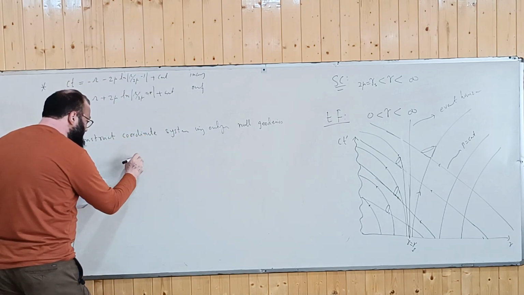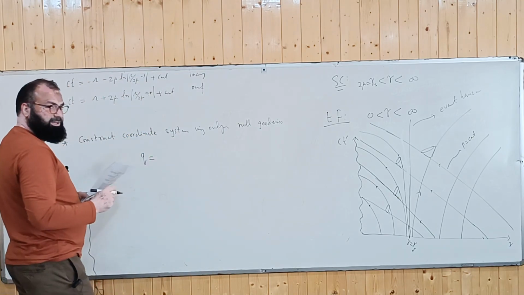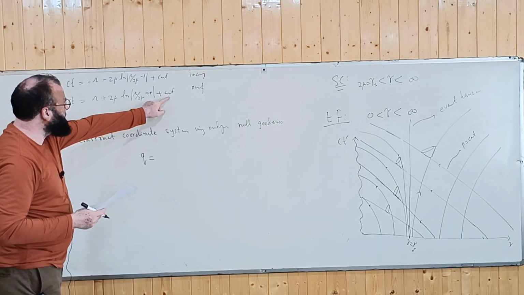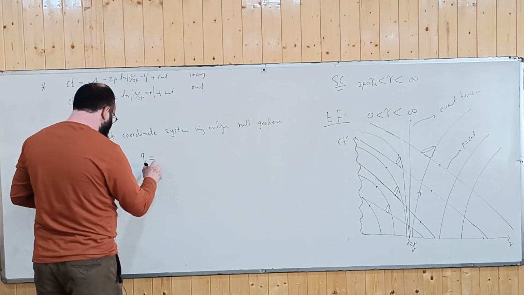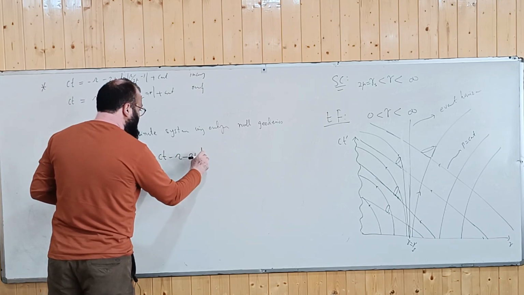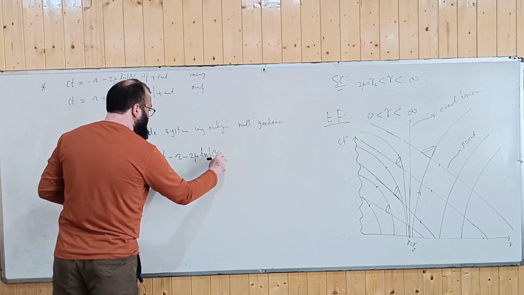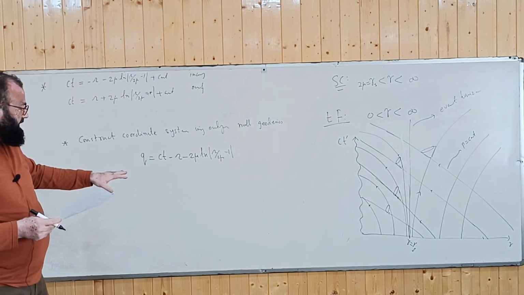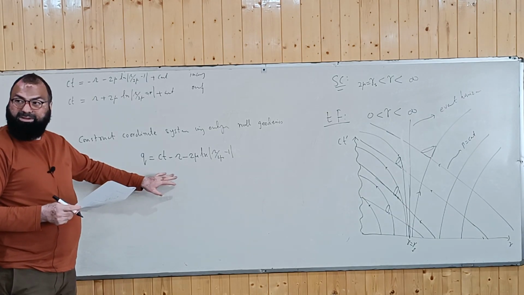So I will introduce another coordinate Q. Instead of P now I will use Q. So this constant I will use as Q. So that's equal to this CT minus R minus 2 mu natural log of R by 2 mu minus 1. Again here this R will be actually taken from 0 to infinity.